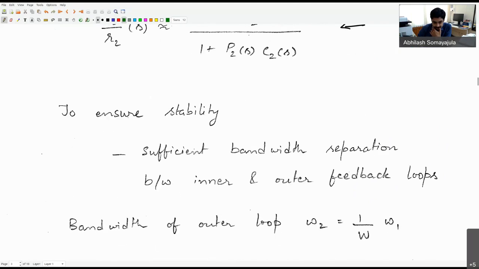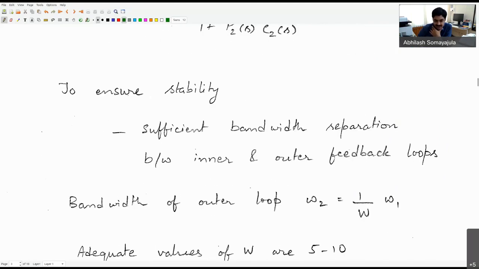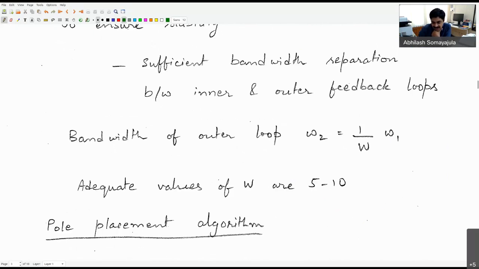All right. So in order to have that stability, there should be a sufficient bandwidth separation between the inner and the outer feedback loops. A typical choice would be to make the outer loop's bandwidth some fraction of the inner loop's bandwidth, and a typical good value of this W to be chosen will be somewhere between 5 and 10. That's a rule of thumb which you can use for your tracking purposes. Is everybody with me so far?